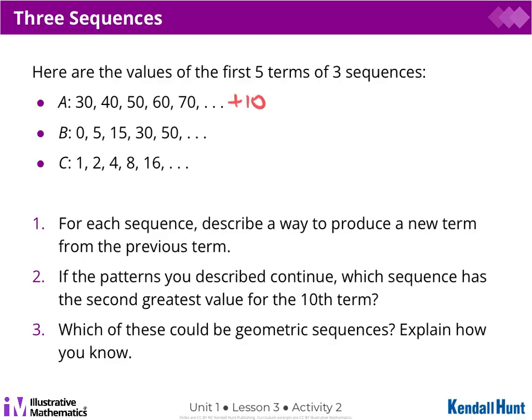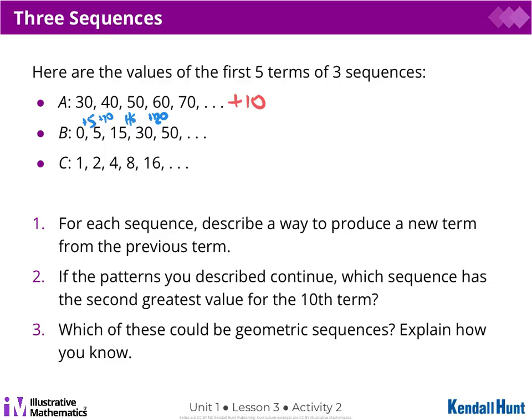In sequence B, this is a little trickier. To get from 0 to 5, you add 5. Then to get from 5 to 15, you add 10. Then to get from 15 to 30, you add 15. Then plus 20. So this is changing, it's increasing by 5 every time. This is a weird change.